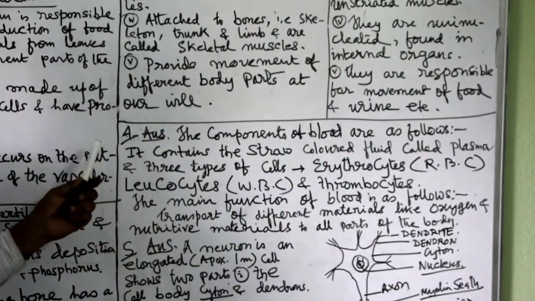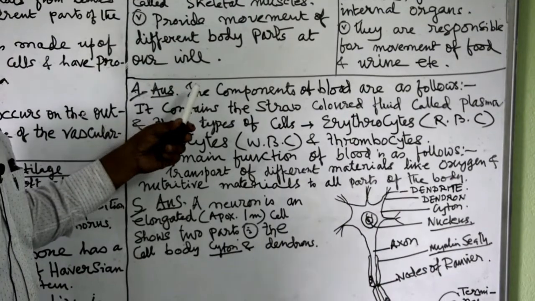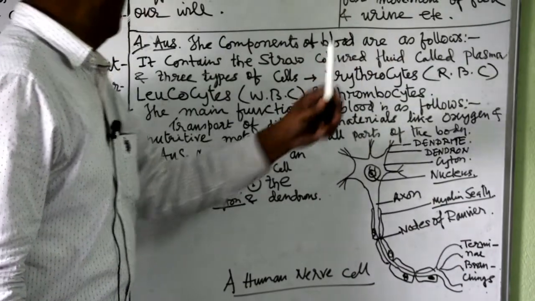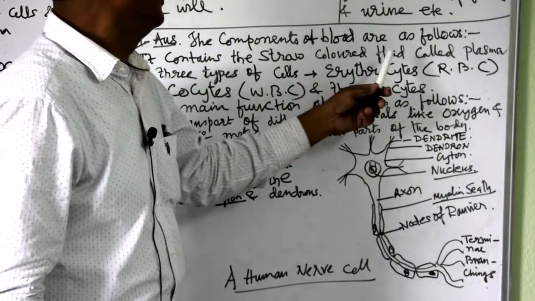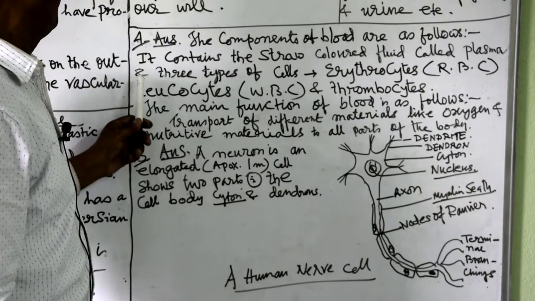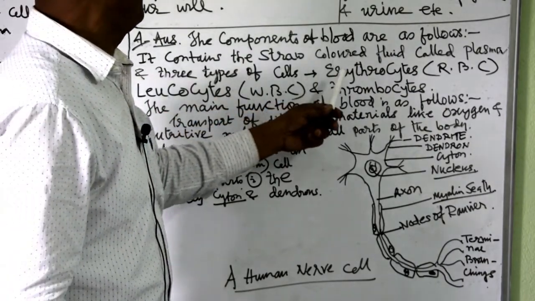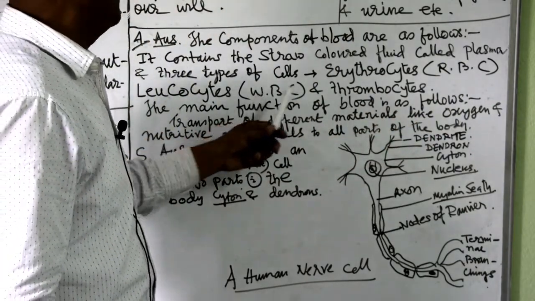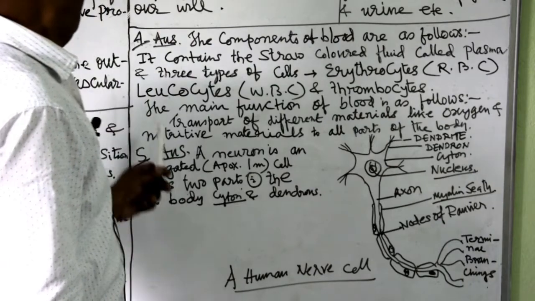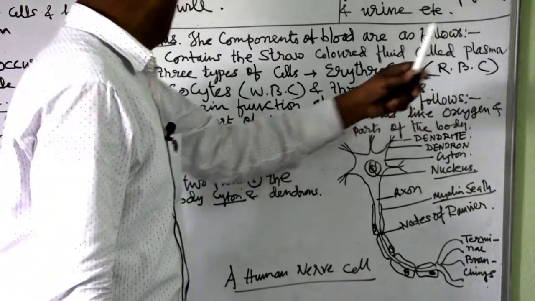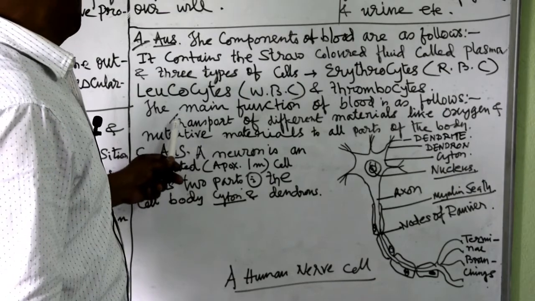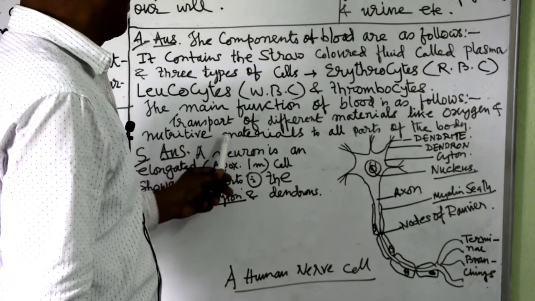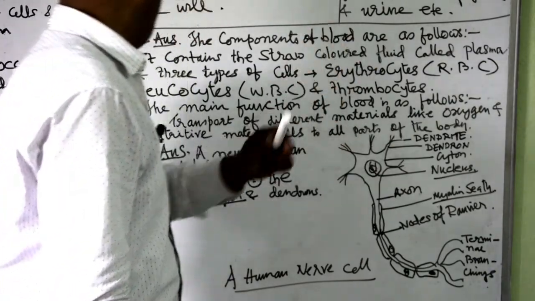We come to question number 4. Answer. What are the components of blood? The components of blood are as follows. It contains the straw-colored fluid called plasma, and 3 types of cells: erythrocytes or RBC, leukocytes or WBC, and thrombocytes. The main function of blood is the transport of different materials like oxygen and nutritive materials to all parts of the body.